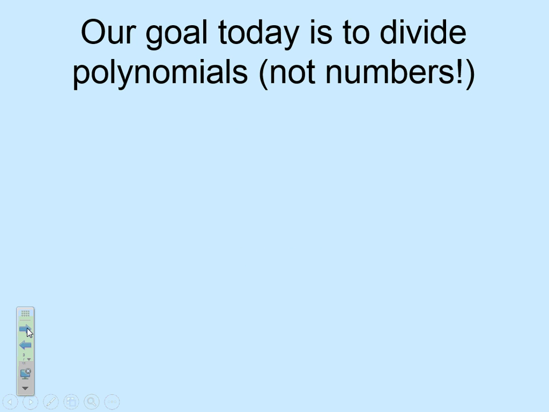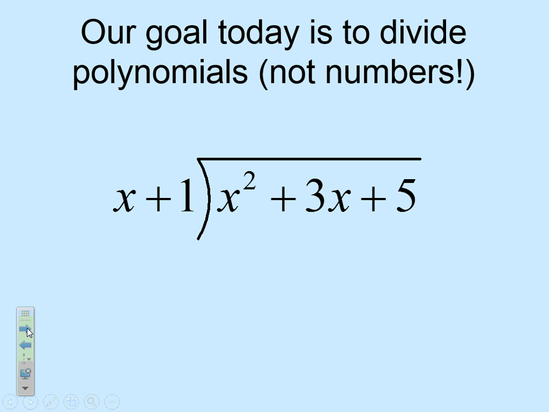Now, our goal today is to divide polynomials, not numbers. So that would look like this: x squared plus 3x plus 5 divided by x plus 1. Now we could go through and do this just like long division. We go, okay, x plus 1 can go into x squared plus 3x how many times? Well, x amount of times, because we have to multiply this through and we get x times x, which is x squared, plus x times 1, which is 1x.